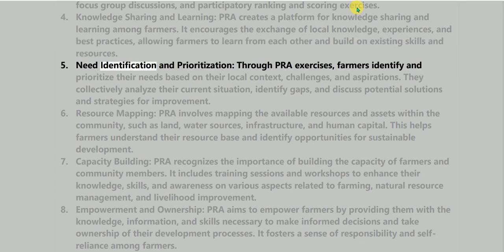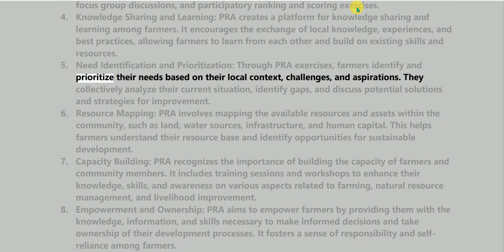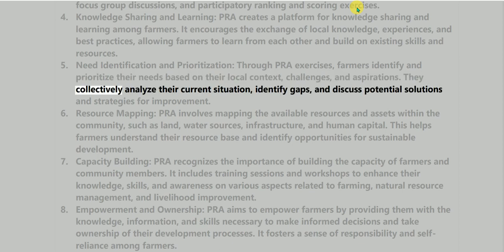5. Need identification and prioritization. Through PRA exercises, farmers identify and prioritize their needs based on their local context, challenges, and aspirations. They collectively analyze their current situation, identify gaps, and discuss potential solutions and strategies for improvement.